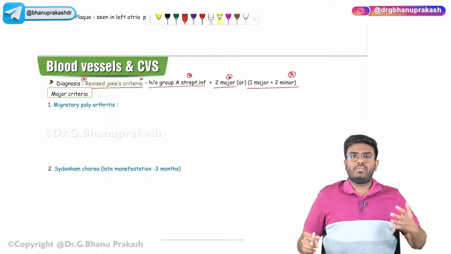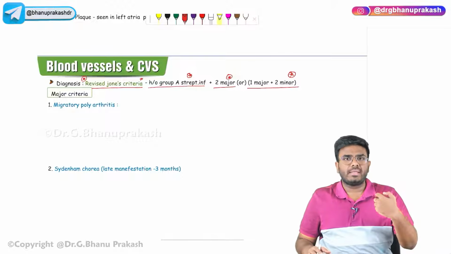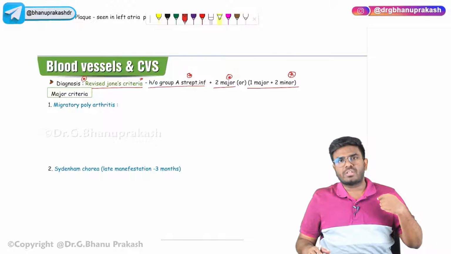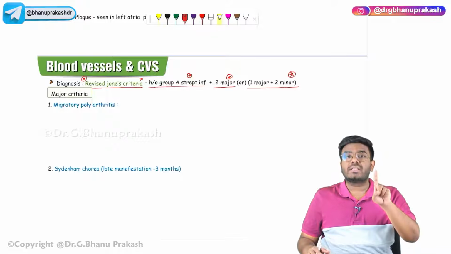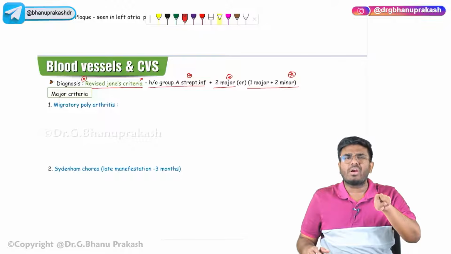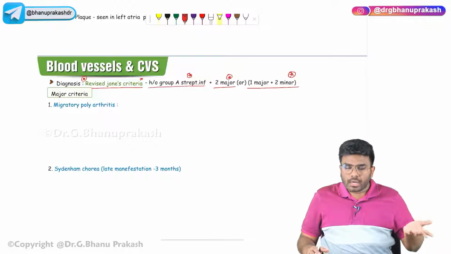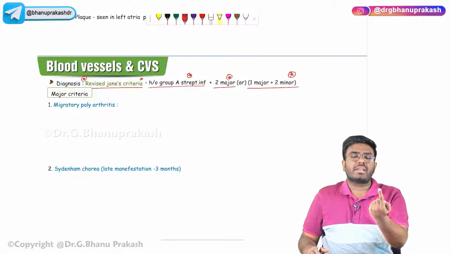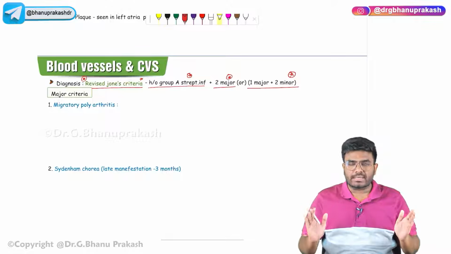For example, if you want to say that this fellow is suffering with rheumatic fever, then I should have a positive history of group A beta hemolytic streptococcal pharyngitis along with 2 major criteria. What are these major criteria? We will discuss later. There should be positivity of 2 major criteria, or at least 1 major criterion along with the 2 minor criteria. So, this is the revised Jones criteria.